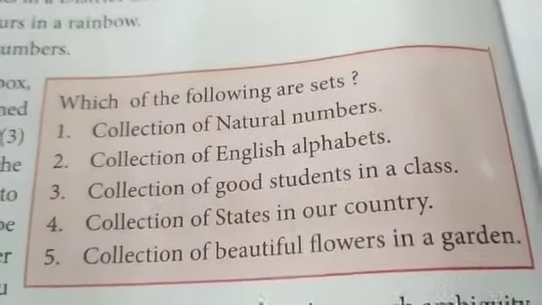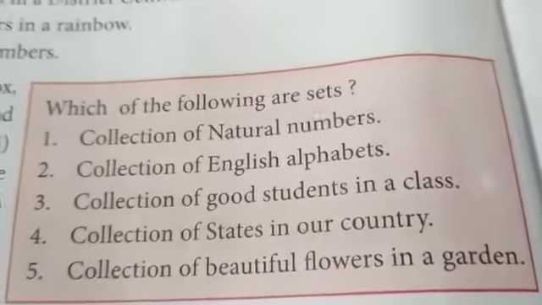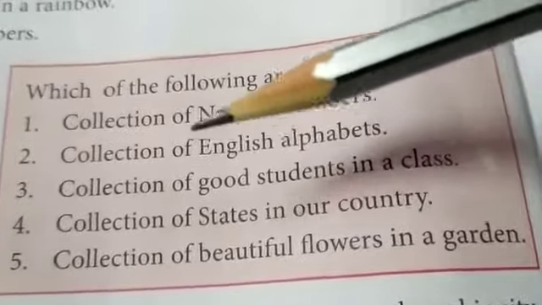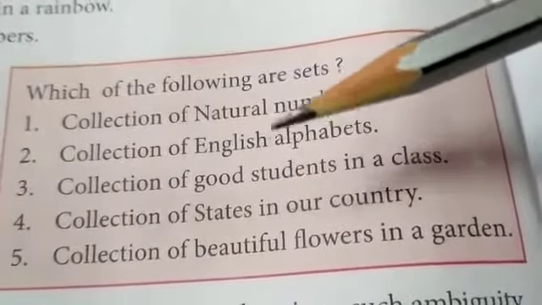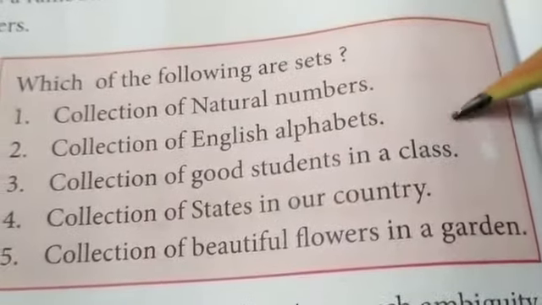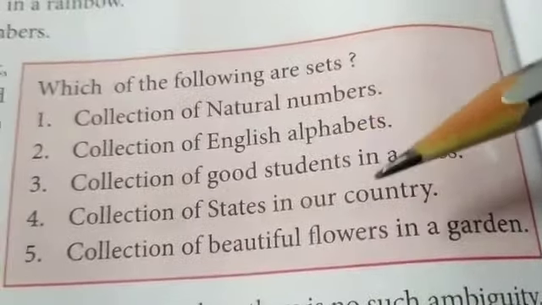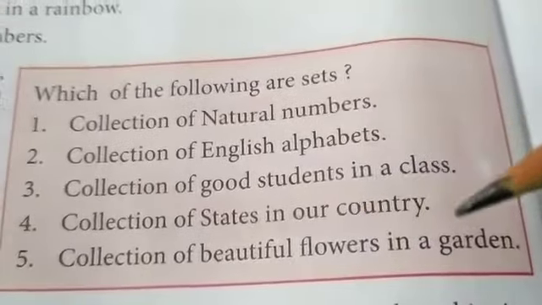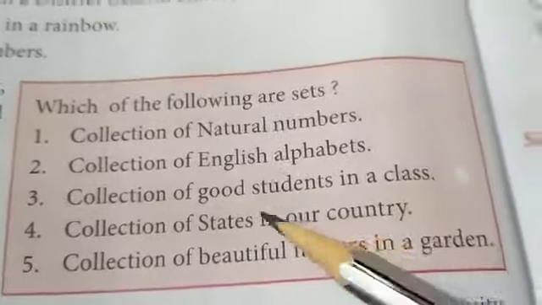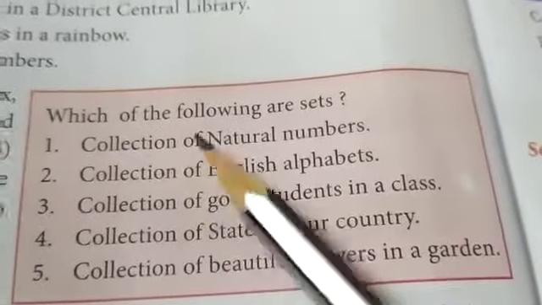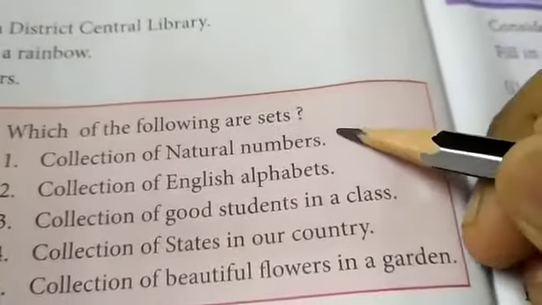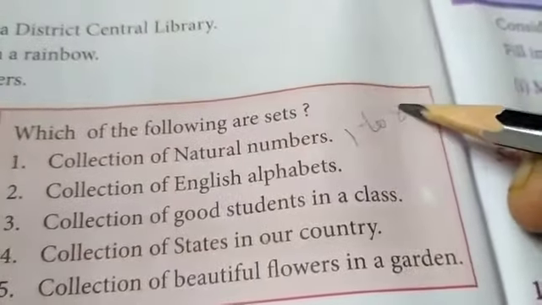So here is an example for the definition of sets. You can see the question, which of the following are sets? The first one is the collection of natural numbers, second is the collection of English alphabets, the next is the collection of good students in a class, the next is the collection of states in a country, and the collection of beautiful flowers in a garden. The first one, the collection of natural numbers, is always fixed, that is 1 to infinity.